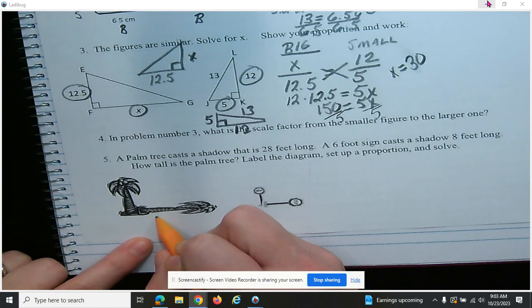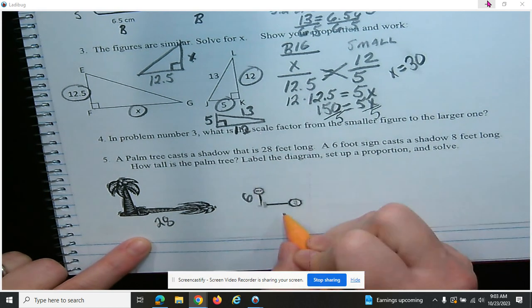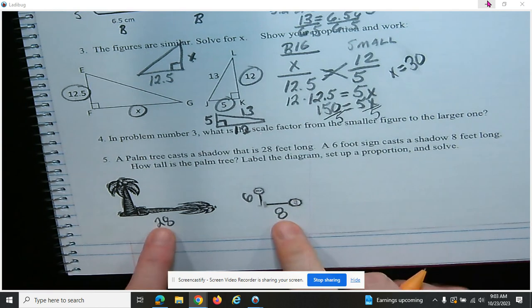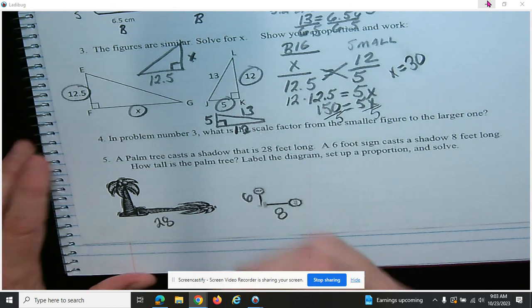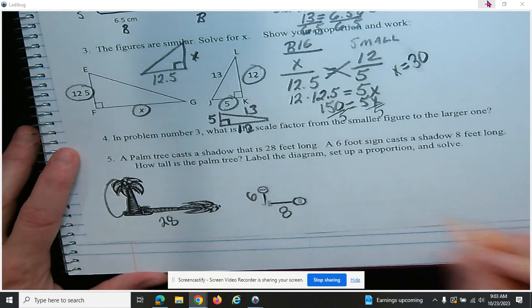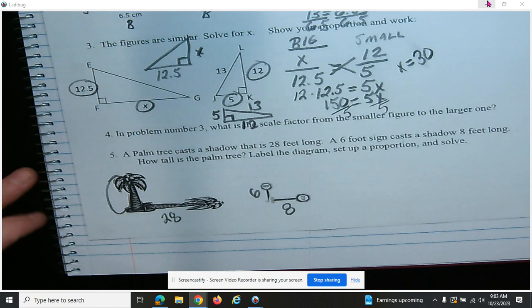The shadow is 28 feet. A 6-foot sign casts a shadow that's 8 feet. I made sure my 2 shadows were on the ground. Do you guys see that? How tall is the palm tree? I'm trying to figure this one out. Set up a proportion. Yes, sir.